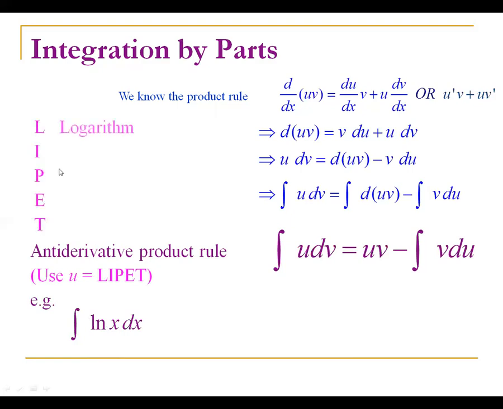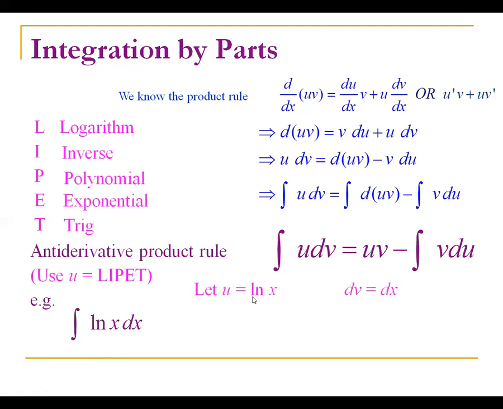So LIPET stood for logarithm, inverse trig function, polynomial or algebraic functions, exponential functions, and trig functions. Okay, so u would be ln x and dv would be dx. And the reason we pick u in these orders is because these are typically easy to differentiate, but in the order that you pick them, they're increasingly harder to anti-differentiate. So the u is ln x, the dv is dx.